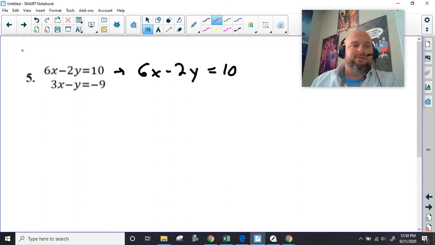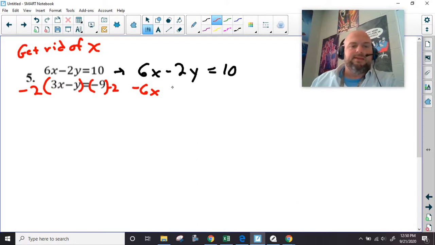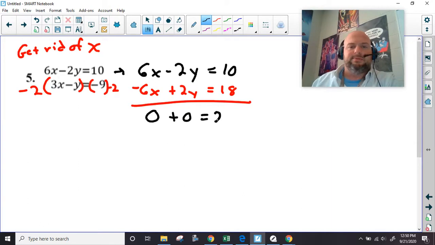So if we're going to get rid of x, this is a positive 6. Again, I want this to be a negative 6. What would I have to multiply everything by? Negative 2. So this gives me a plus 2y, and this gives me positive 18. So 0 plus 0, now, 0 cannot equal 28. There's a big difference between having $0 and having $28. Okay, so this would be no solution.